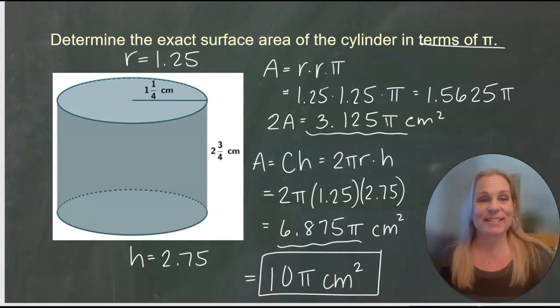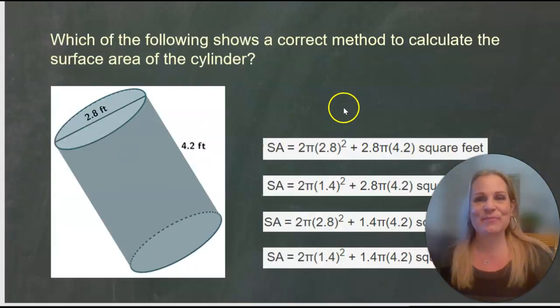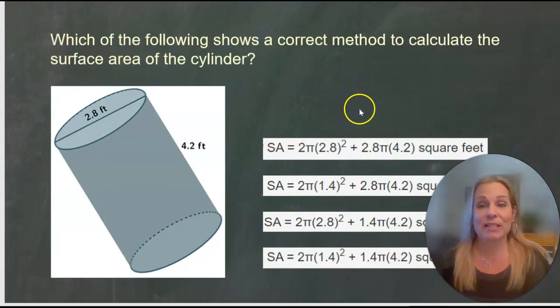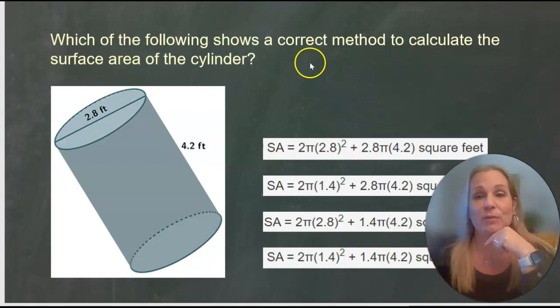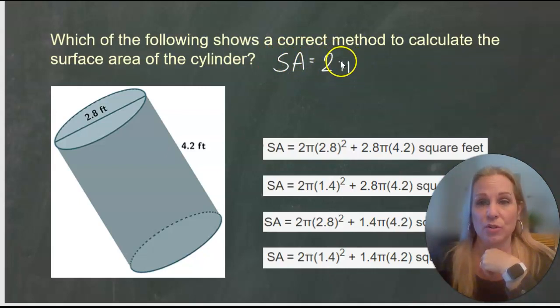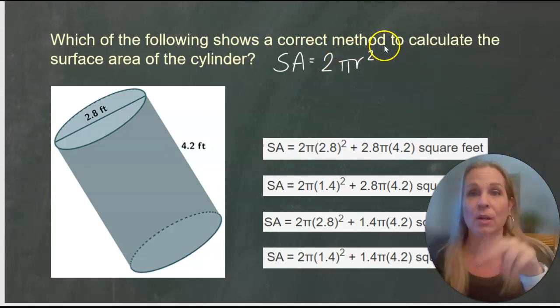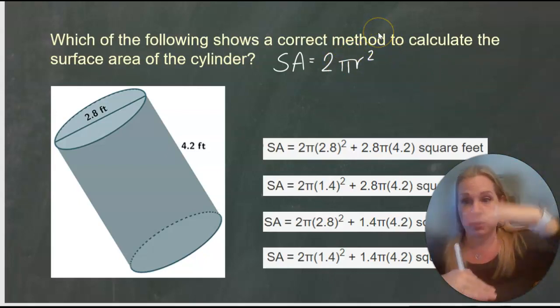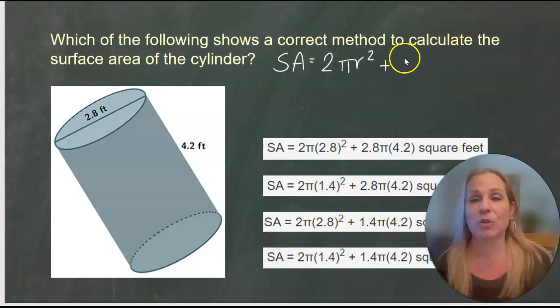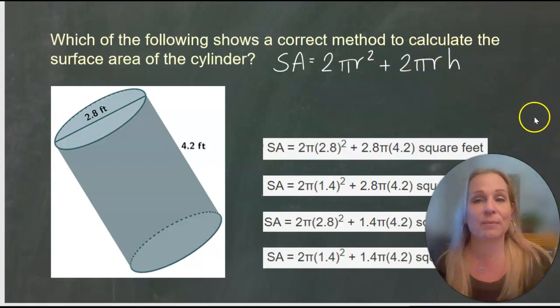All right, let's try another one. Okay, so let's take a look back at that formula, right? The formula that we wrote originally is our two circles. That's pi r squared, the area of one circle. We double it because there's one on the top and one on the bottom. And then we've got that rectangle, which is the circumference times the height.